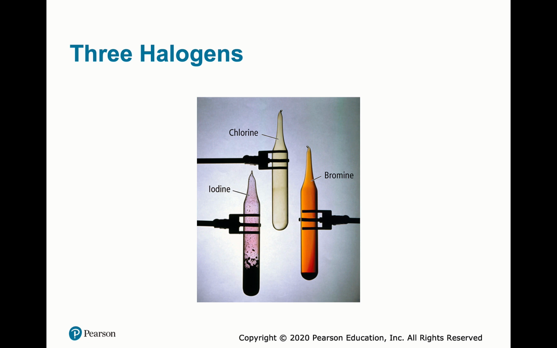The problem with fluorine is it eats through glass, so that's why you're not seeing fluorine in the gas form. But chlorine has a kind of lime green color, bromine has kind of an orangish color, and iodine has kind of a purple color.